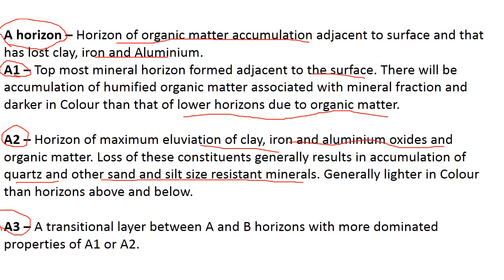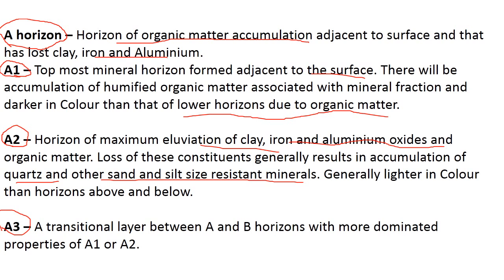Then the A2 layer. In this A2 layer, it is the horizon of maximum eluviation of clay, iron and aluminium oxide and organic matter. Loss of these constituents generally results in the accumulation of quartz and other sand and silt size resistant minerals. They are rich due to the percolation of water, up to the A2 layer. Generally lighter in color than the horizons above and below. The color has started to get lighter.